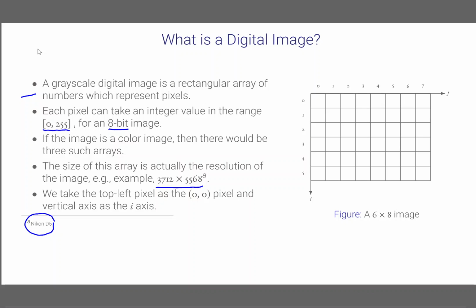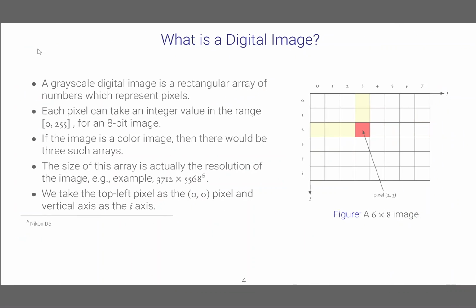So we take the top left pixel as the 0, 0 pixel as shown in this diagram. So this would be 0, 0. This is the row index, and this J is the column index. So you can see there are 0, 1, 2, 3, 4, 5. That means 6 rows and 8 columns in this image. So therefore we call this image a 6 by 8 image.